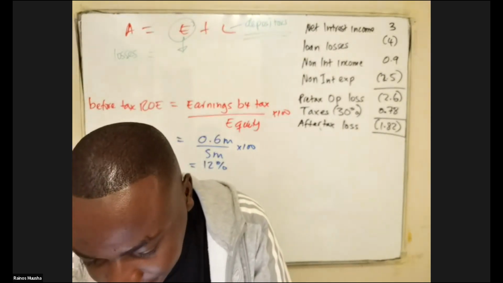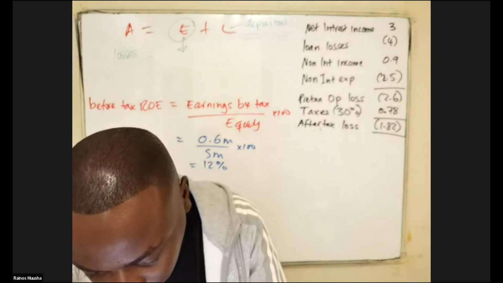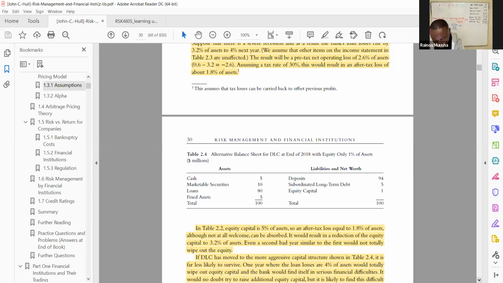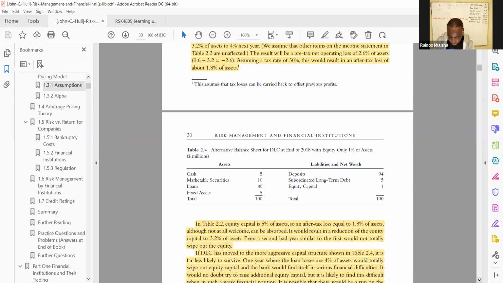So on page 30, they go on and say, in table 2.2, equity capital is 5% of assets. So an after tax loss equal to 1.8%, although not at all welcome, could be absorbed. If our after tax loss is equal to 1.8% of assets and our equity capital is 5%, although not welcome, it would be absorbed.